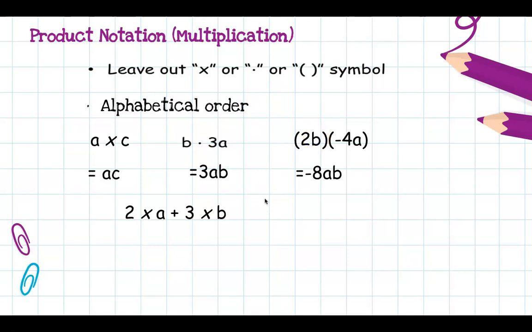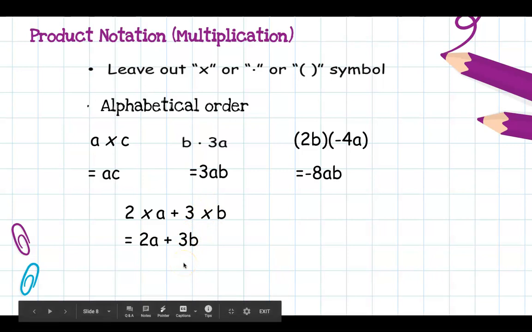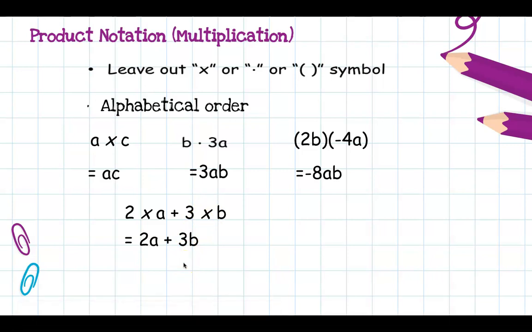Another example, a combination of multiplication and addition. Remember, always use the rule PEMDAS or BEDMAS. Okay, so you do multiplication first. So you go 2 multiplied by a, remove the multiplication symbol x, so that will be 2a, copy the addition symbol, and then just remove the x or multiplication symbol, so you will have 2a plus 3b. So we are being consistent here. We always write the coefficient first, followed by the variables.